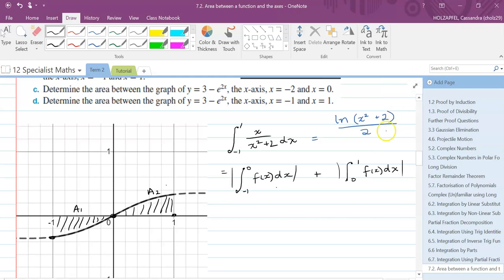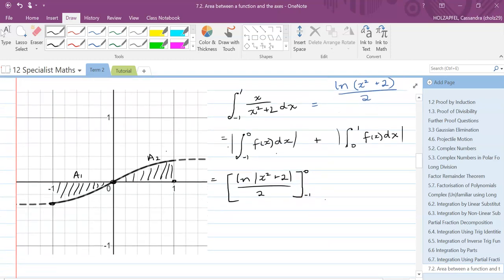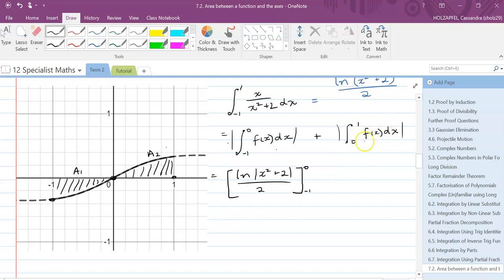Now that we've got that value, we're not going to add c to the end here, because when I subtract one from the other, it will just remove that value of c, so we don't have to determine it in this case. Let's find our integral from -1 to 0, and we're going to find the absolute value of that first. Substituting in these values, I'm going to have ln of x squared plus 2 over 2, evaluated from -1 to 0. That's just the first area that we're working out now. We're not working out this bit just yet. Okay, so let's substitute in.